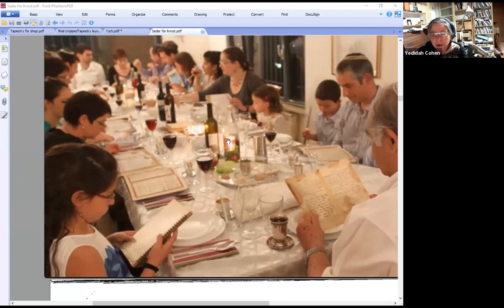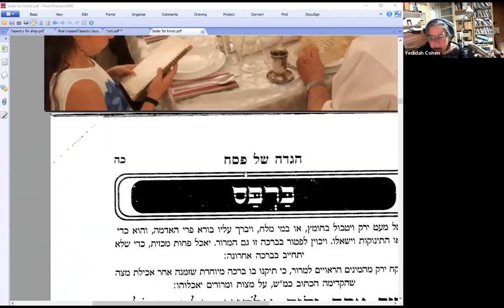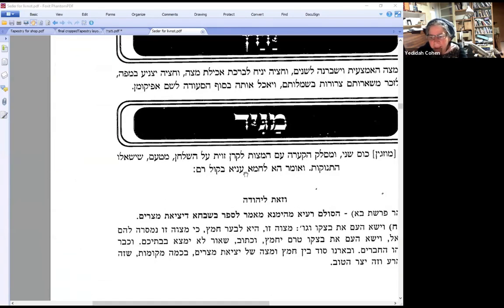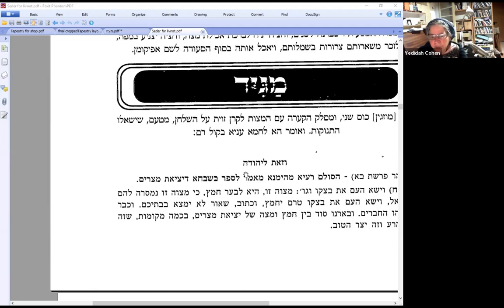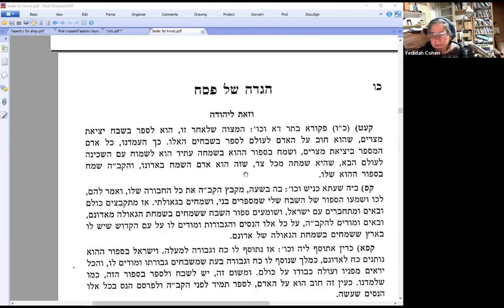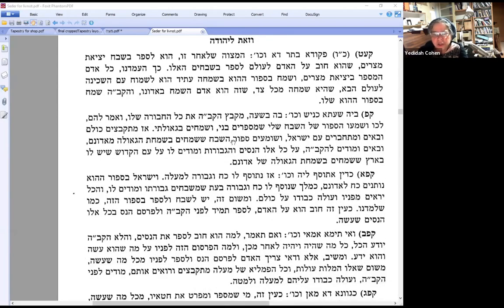The next thing we're going to learn is telling the story. Telling the story is the most important mitzvah that we do on Seder night. We actually tell the story. That's what the Haggadah is about. Haggadah means telling. And we're going to learn another piece from the Zohar, which talks about telling the story.